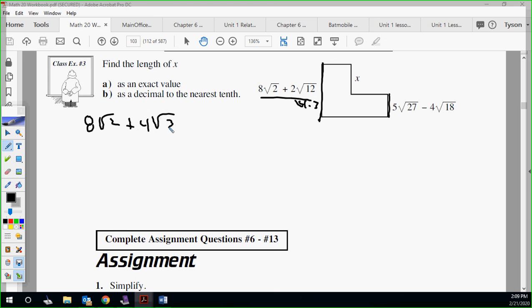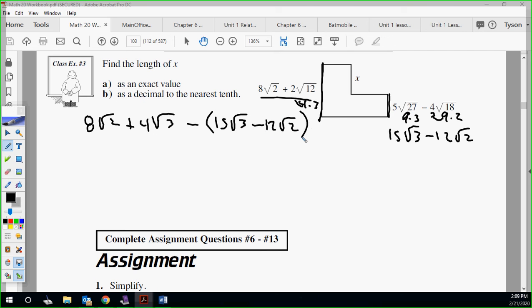Are you okay with that? I simplified that now. We'll do the same thing for the second piece here. We're minusing 27, 9 times 3. That's 15 root 3. This is 9 times 2. 12 root 2. So you're minusing 15 root 3 minus 12 root 2. It's important to have the brackets there because why? Because it reminds you that this minus here is hitting everything. So this is actually a plus. That's why. Okay, otherwise you'll forget to do that minus a minus.